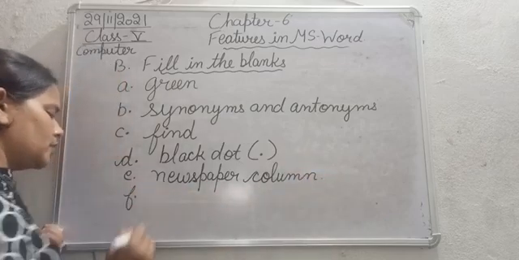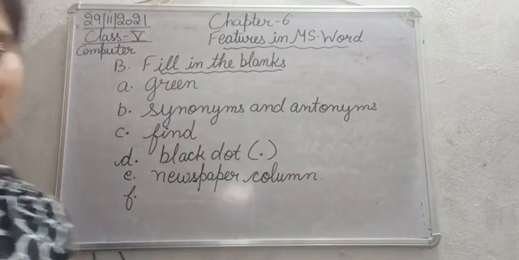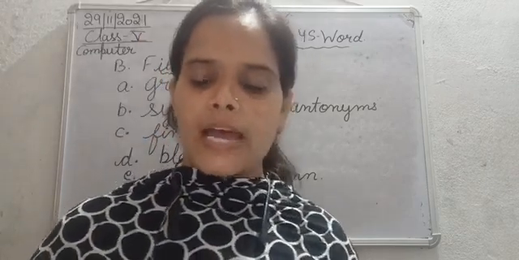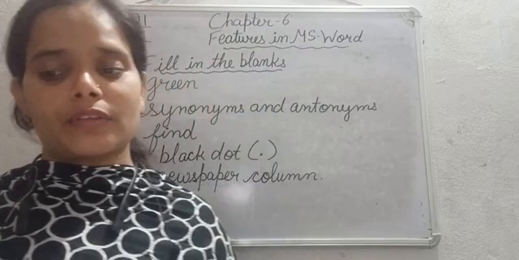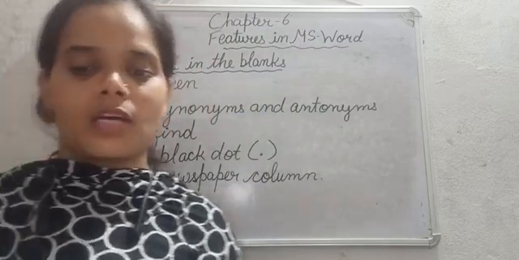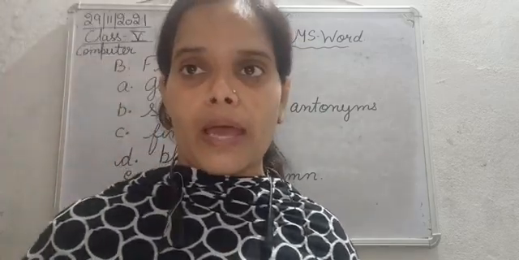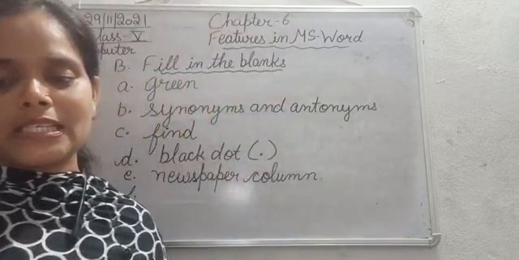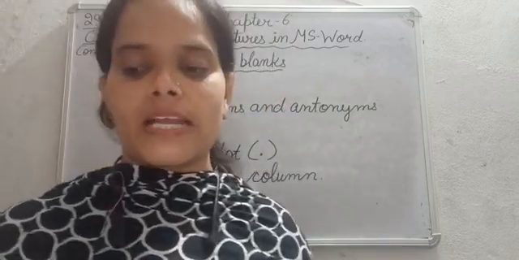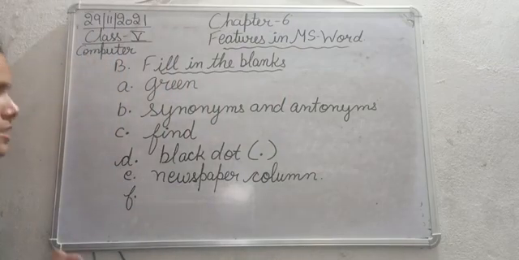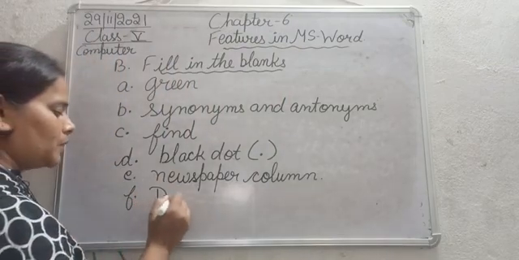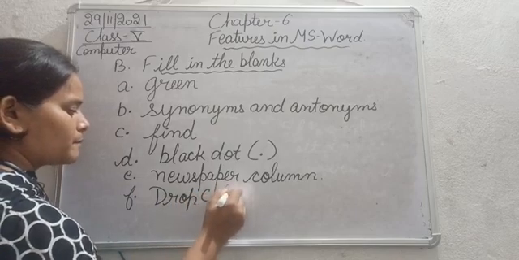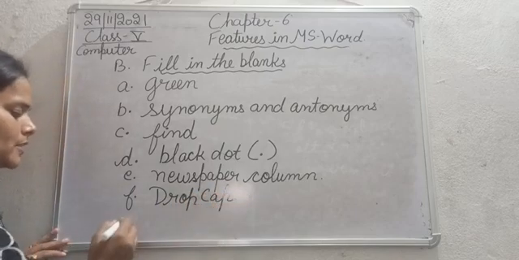Moving next to the F1. The dash feature increases the size of the first letter of the paragraph. So that is drop cap. The drop cap feature in MS Word increases the size of the first letter of a paragraph. So the answer is drop cap. D-R-O-P, drop, C-A-P, cap. That is drop cap.